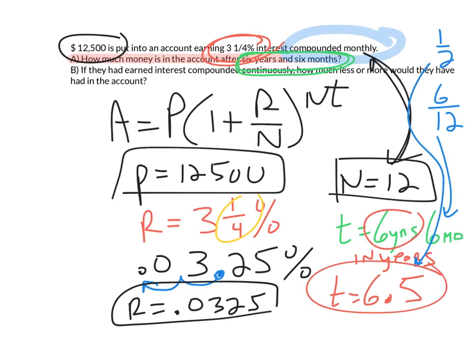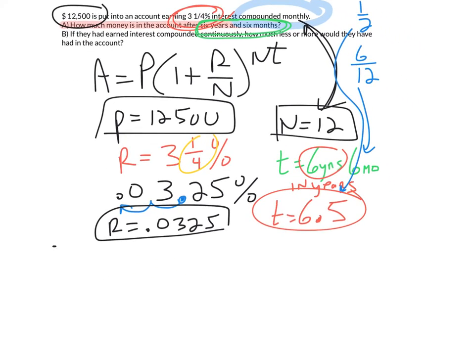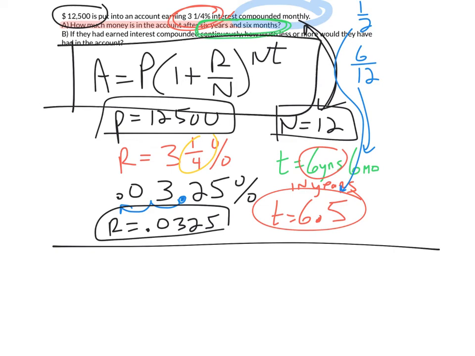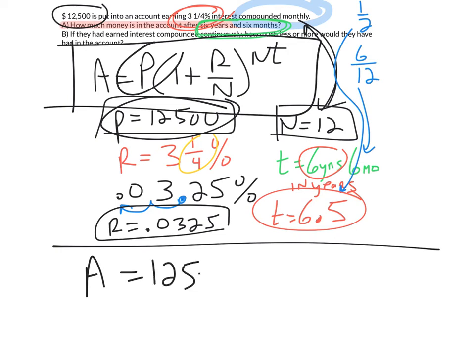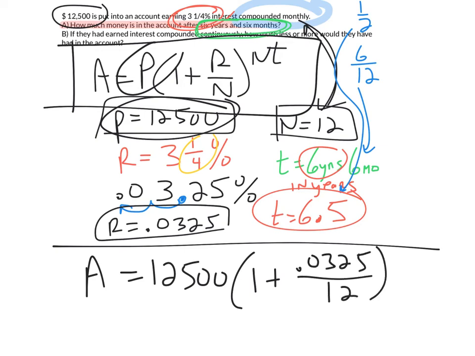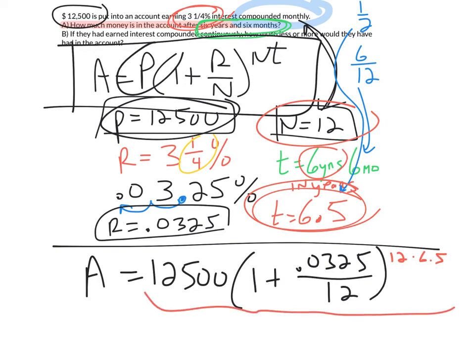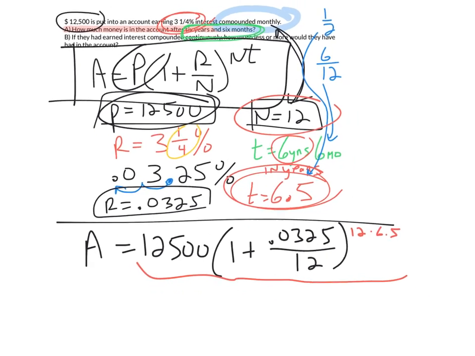Our time is 6.5. So now let's plug those values back into interest formula 1. And here we're going to have A equals the principal, so that's 12,500, parentheses 1 plus R over N, 1 plus 0.0325 over 12, close parentheses raised to the N times T, in this case 12 times 6.5 power. So this is the expression that you need to enter into your calculator to answer part A. How much is in the account after 6 years and 6 months?